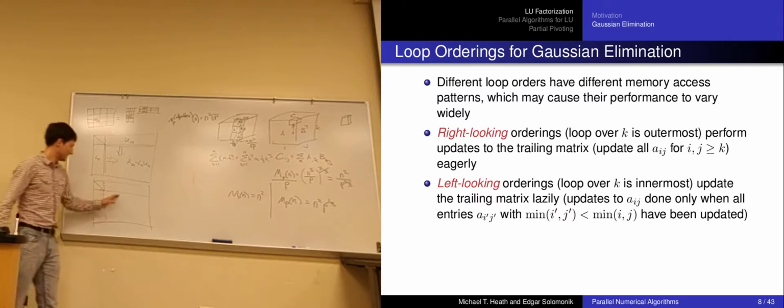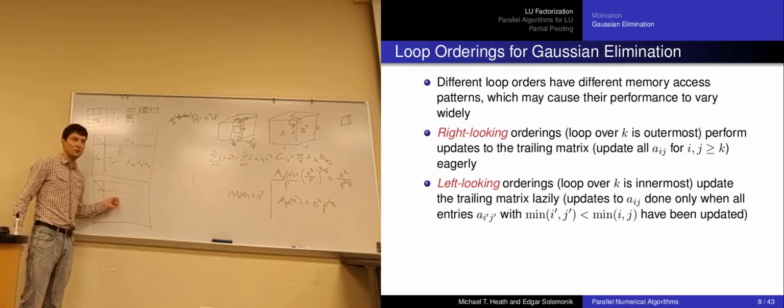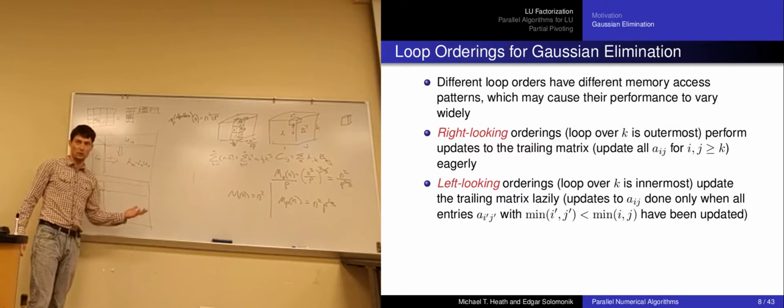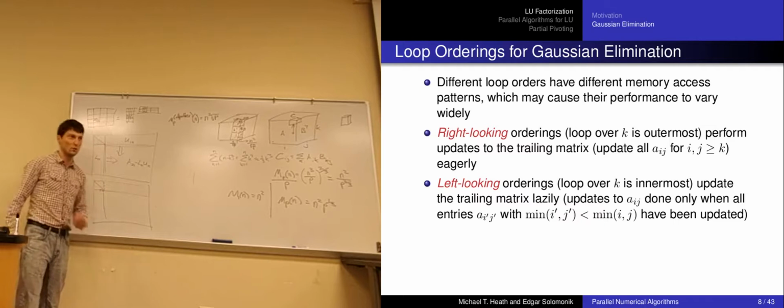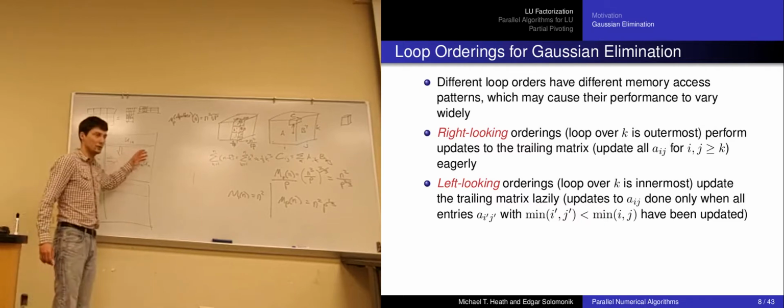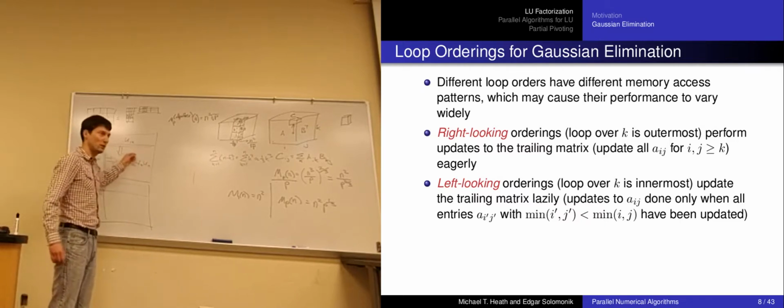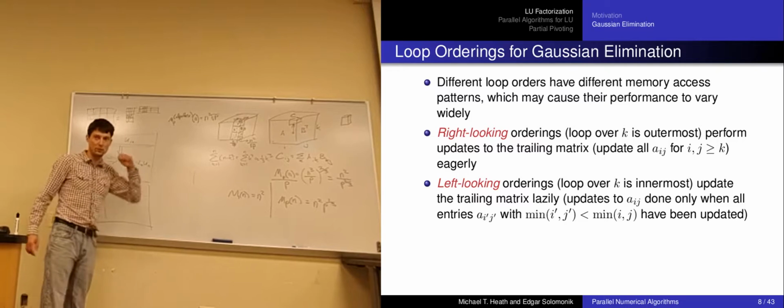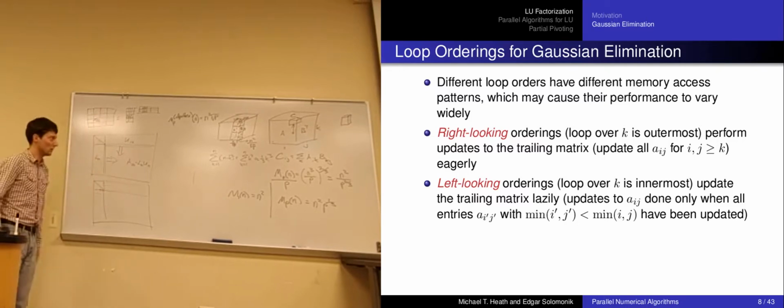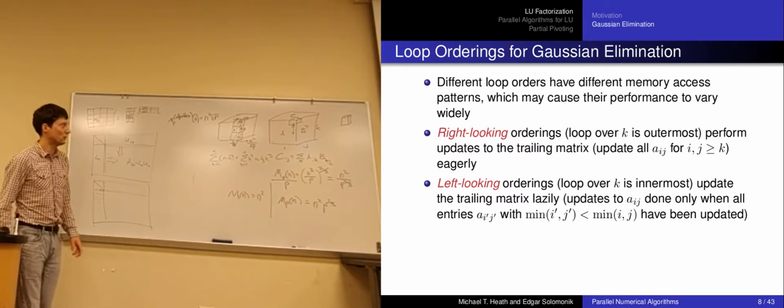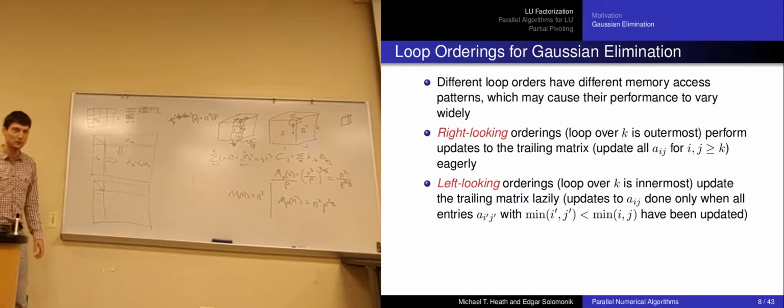Here, what's nice is that we only have to read every entry of A from memory once. Then we immediately update it, figure out what it is in the L or U factor, and write that out to memory. While here we read entries of A many, many times, because we'll update them, write them back, and then read them again to update them again. So from the point of cache efficiency, these are 2 fairly significant differences.